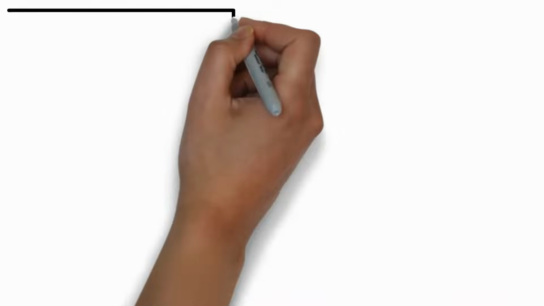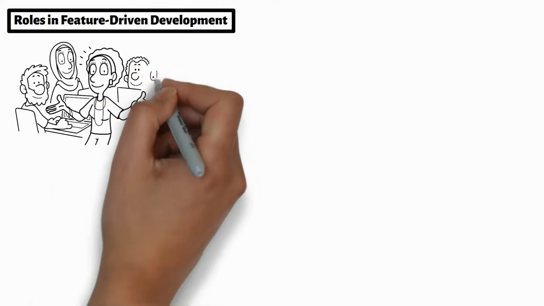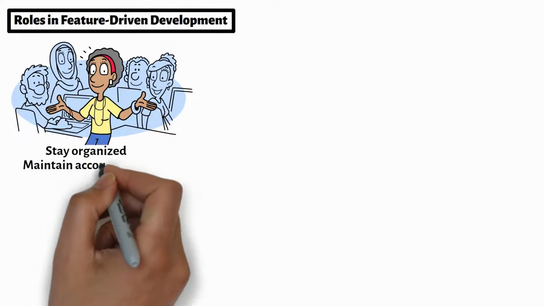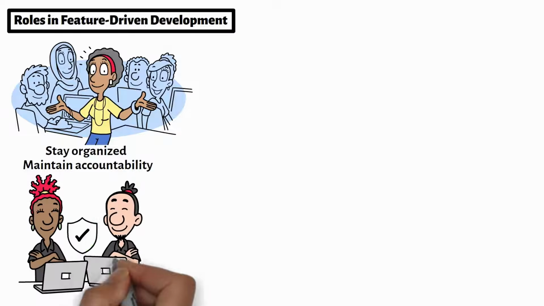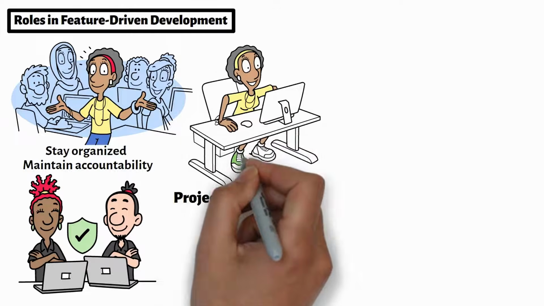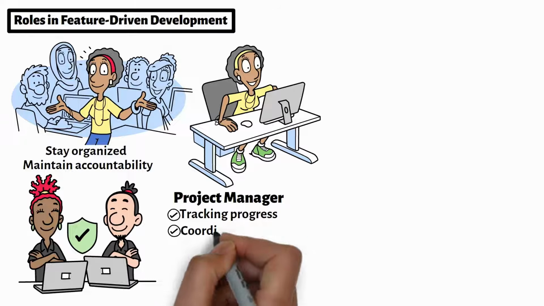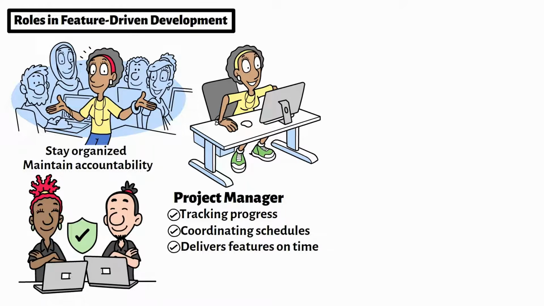One of the strengths of feature-driven development is the clarity of its roles. These roles help large teams stay organized, maintain accountability, and ensure that each feature is designed and built by the right people. Let's look at the key roles involved in FDD and what each one contributes. The project manager oversees the entire project. This role focuses on tracking progress, coordinating schedules, and ensuring that the team delivers features on time. The project manager keeps everyone aligned and communicates status to stakeholders.